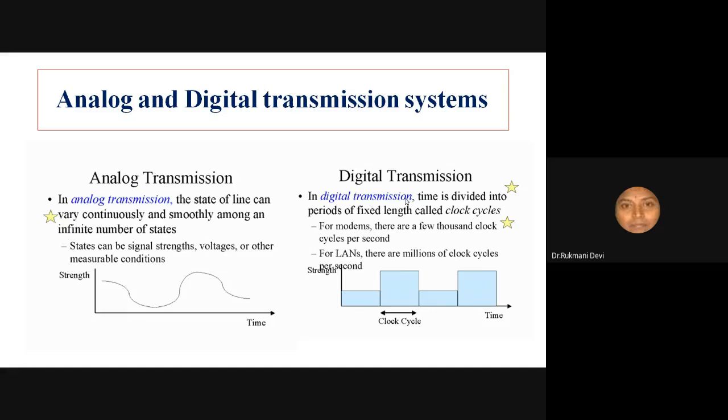For this, time is divided into periods of fixed length called clock cycles. For digital transmission, the input is analog and the output is analog, but we convert analog into digital by the use of an A to D converter. Then the transceiver uses digital modulation and digital demodulation techniques. Again, the digitally demodulated output is converted into analog form, then we can hear it or view it. So this is analog and digital transmission systems.